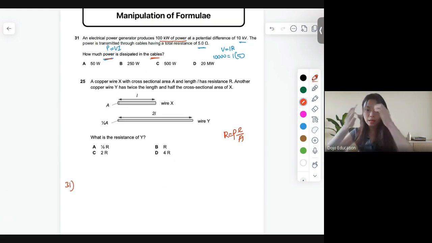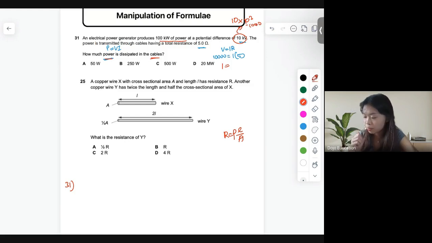Okay, so 3 minutes up. Let's just go through. So for question 31, I think it's pretty straightforward, but a lot of students, some of my students from my previous class, they actually got confused. Like, they know how to find the I right here, just 10,000 divided by 5, because 10 kilovolt is 10 times 10 to the power of 3, right? Which is 10,000. Okay, 10,000.